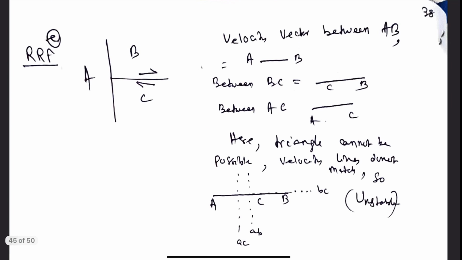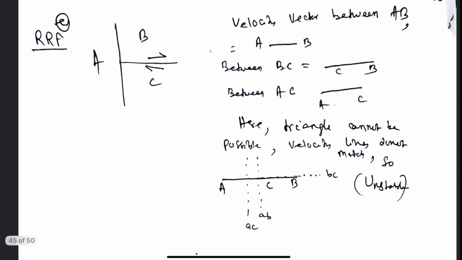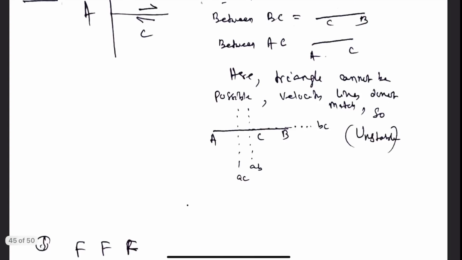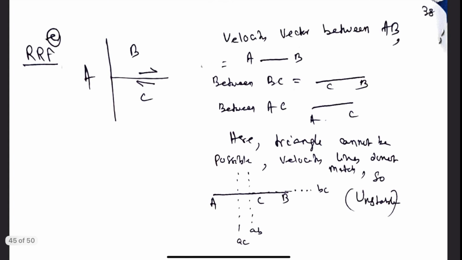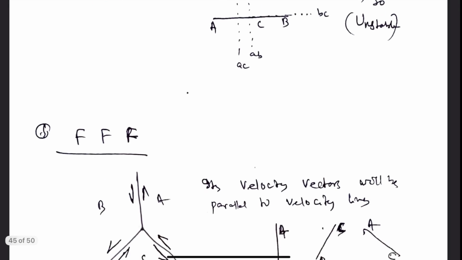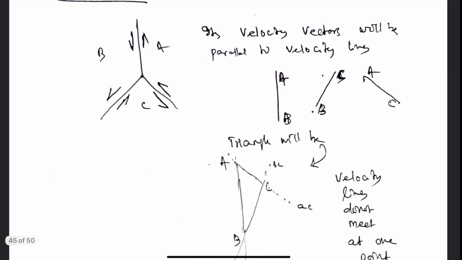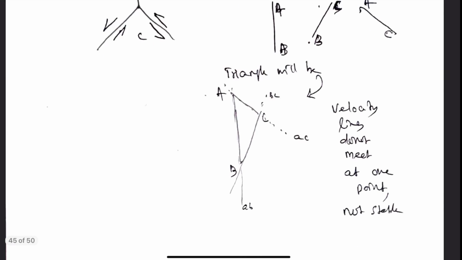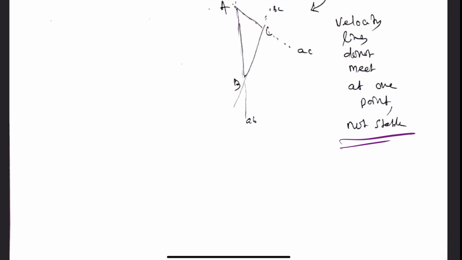So stable. Here we see that we do not find the formation of a triangle. Triangle is not possible here. And velocity lines do not meet at one point. So it is unstable. Similarly, this is also unstable because they make a triangle no doubt, but the velocity lines do not meet at one point. That's why it is not stable.